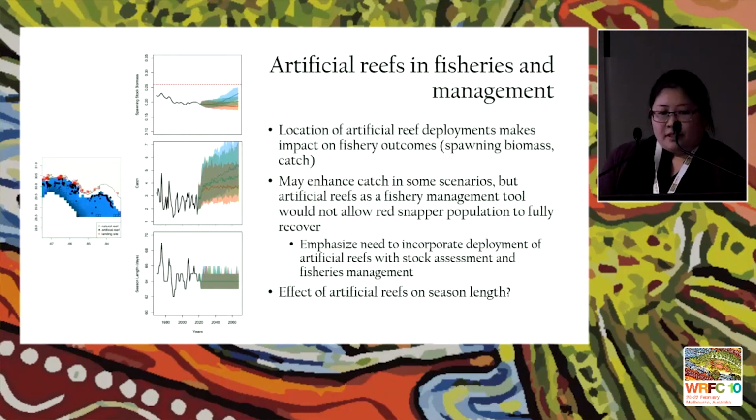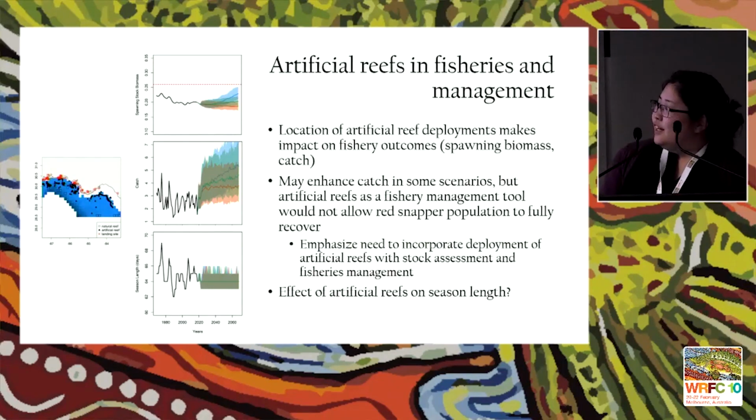But remember, there was only that one scenario where it went above the 26%. It won't allow the rest of the scenarios, and placing a large amount of our fisheries might not actually let the red snapper population fully recover. We really needed to reach that 26% because the red snapper has been depleted for decades. So this emphasizes the need to incorporate the deployment of our fisheries with the stock assessment and fisheries management.